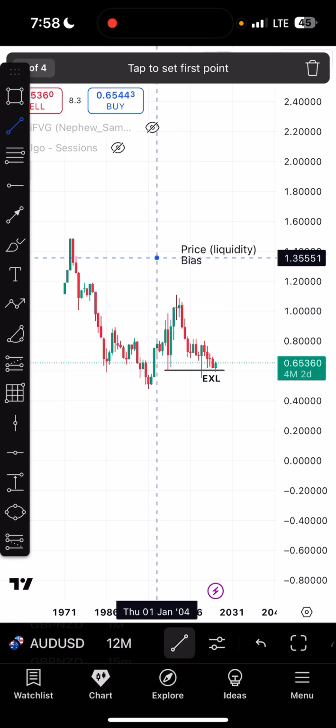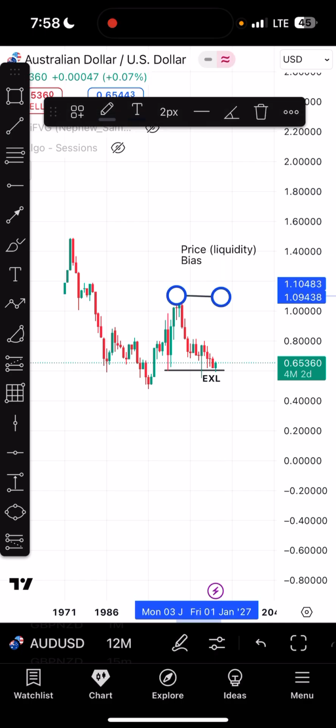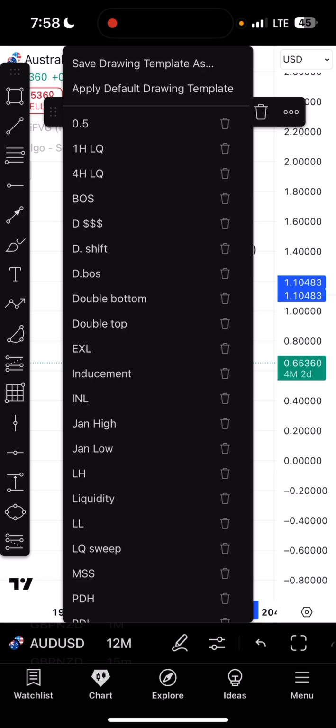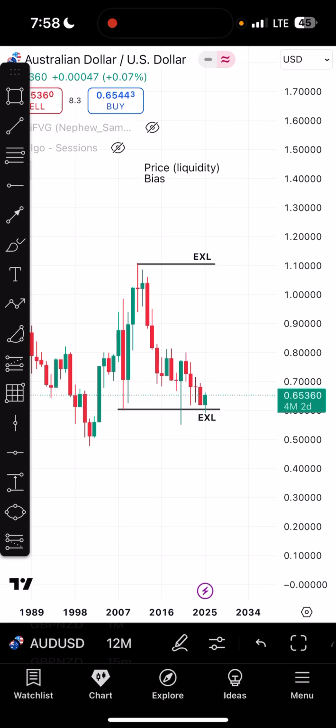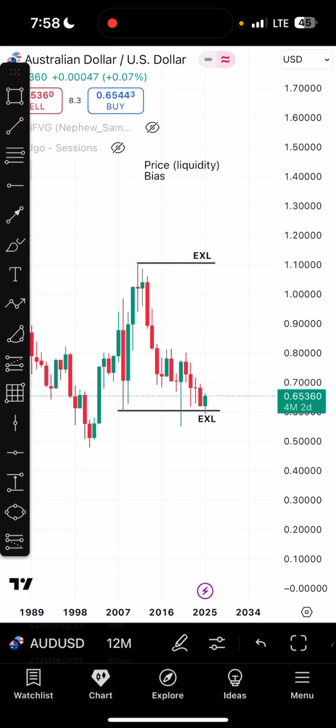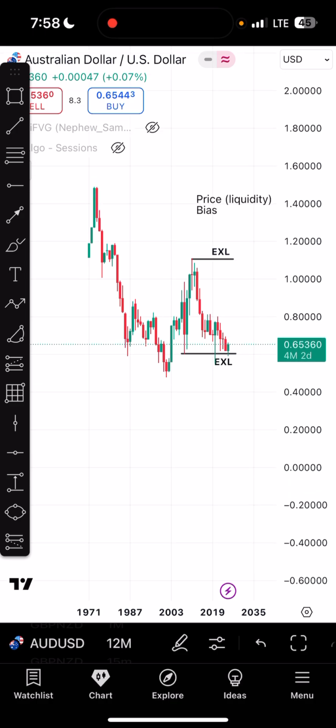Now that is my buy side liquidity. And this is my sell side liquidity up there. That's my sell side liquidity, external liquidity. Now I've been able to understand that okay, this is my sell side liquidity and that is my buy side liquidity. The next thing I check is the bias.